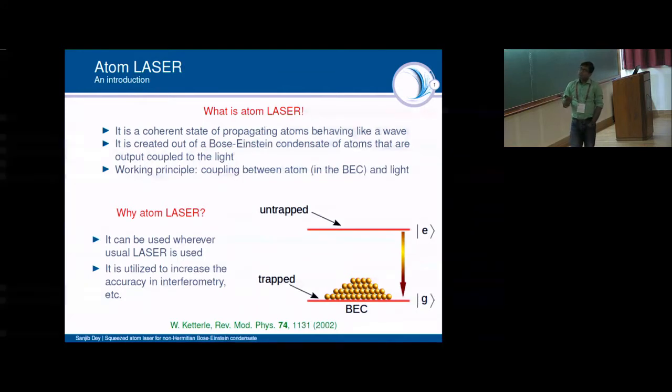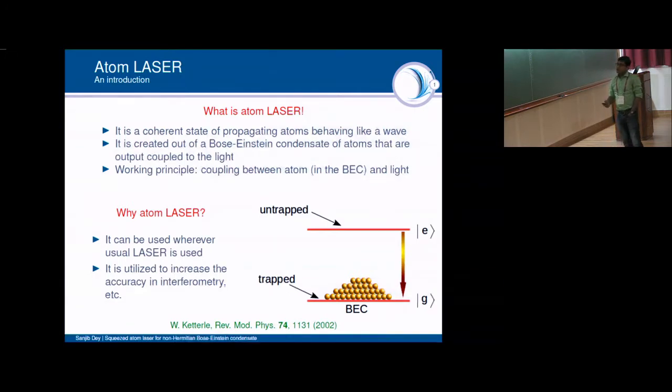But the construction procedure is slightly complicated. The atoms have to form a Bose-Einstein condensate, and then it has to couple with light. It's a light and atom interaction kind of thing. The working principle will be clear from this diagram. Suppose we have a two-level atom, one state is G and the other is E.